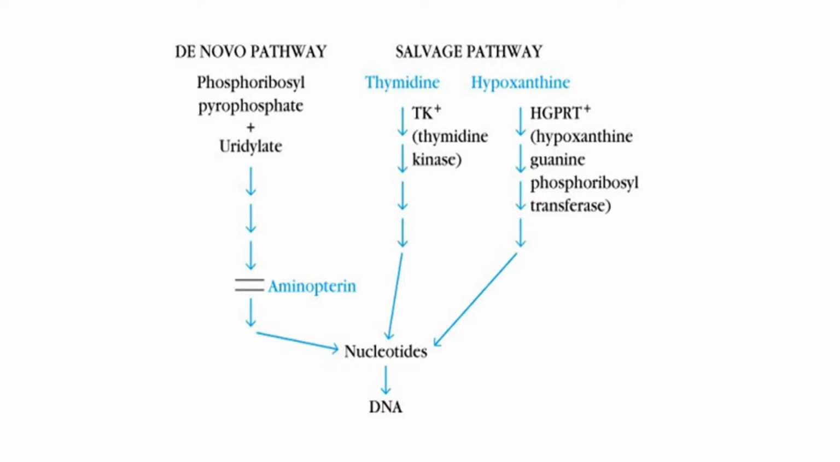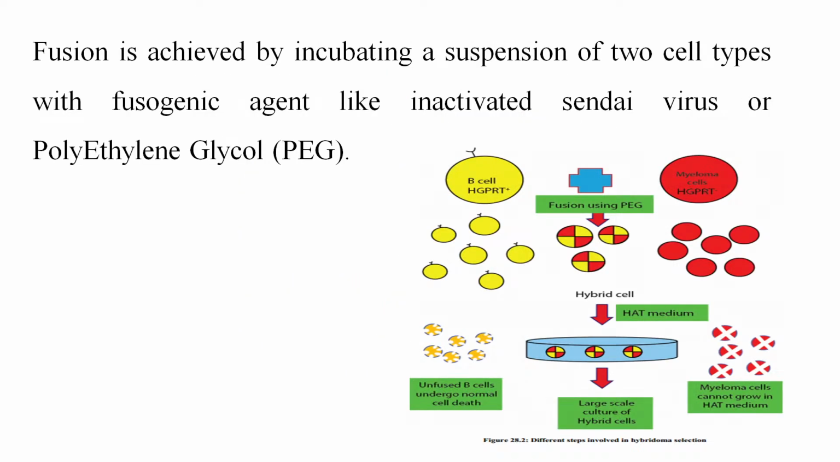Hypoxanthine guanine phosphoribosyl transferase. So now you remember that the myeloma cells that we have used for the fusion are HGPRT minus, and we'll come back to this later on. Now, the fusion. How does this fusion occur? So here you can see the yellow colored B cells, which are HGPRT plus, that is the enzyme is active. The gene that is synthesizing the enzyme is active, whereas the myeloma cells depicted in red are HGPRT minus.